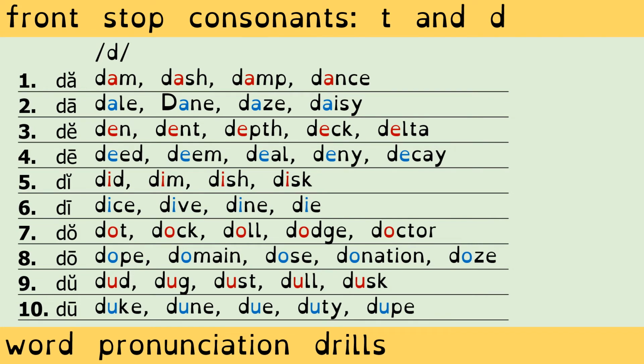Let's continue with words beginning with the consonant letter D. Number 1. Da. Dam. Dash. Damp. Dance. Number 2. Day. Dale. Dane. Days. Daisy. Number 3. De. Den. Dent. Depth. Deck. Delta. Number 4. D. Deed. Deem. Deal. Deny. Decay. Number 5. Di. Did. Dim. Dish. Disc.